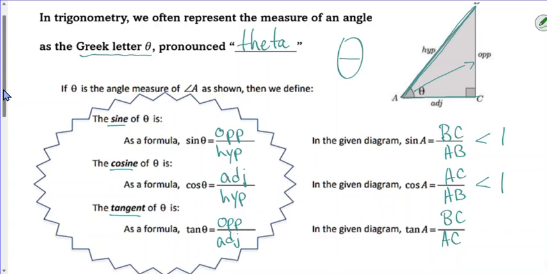Tangent can go either way. We don't know which leg is bigger, so that's not always in between 0 and 1.